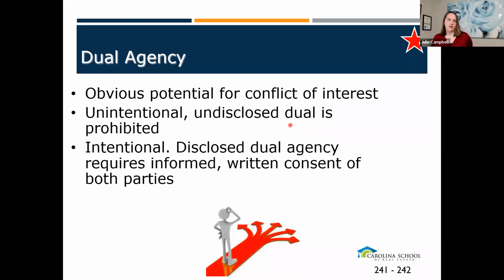Remember our football analogy. You're a coach. Once you get into dual agency, your role changes to a referee. You're still in the game, you're still involved, you're still a part of it.